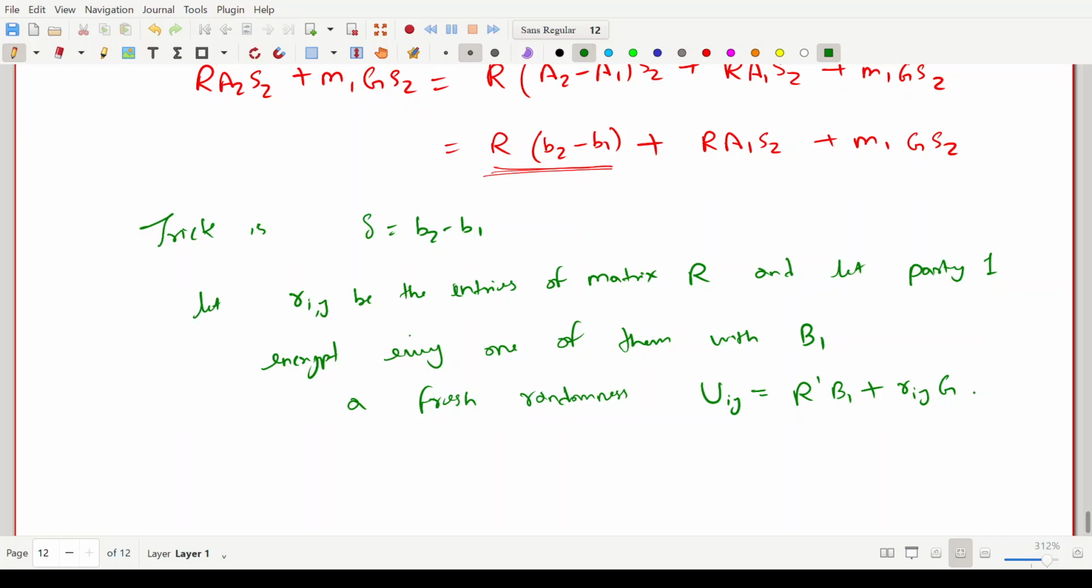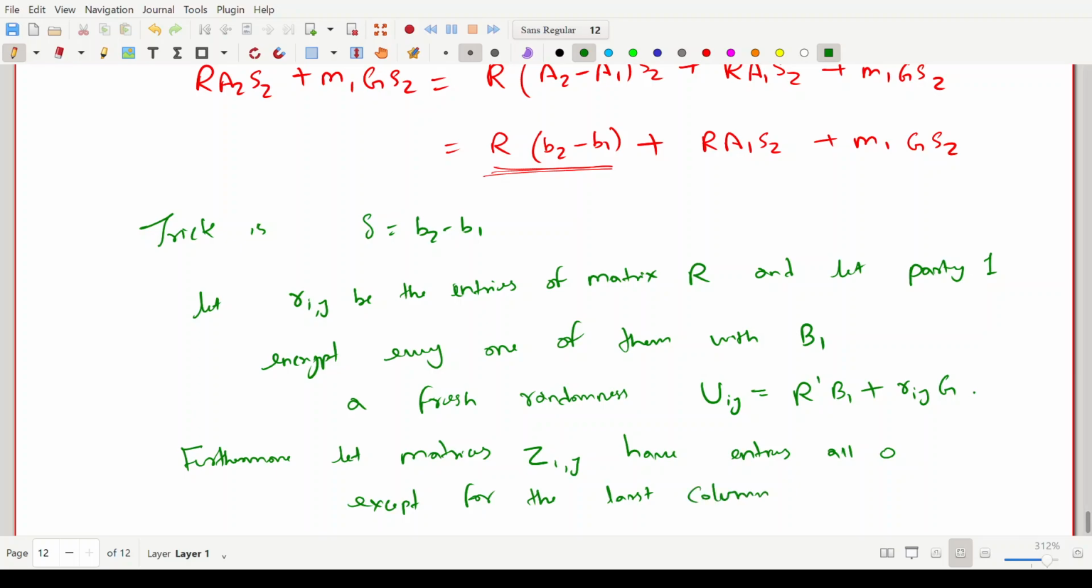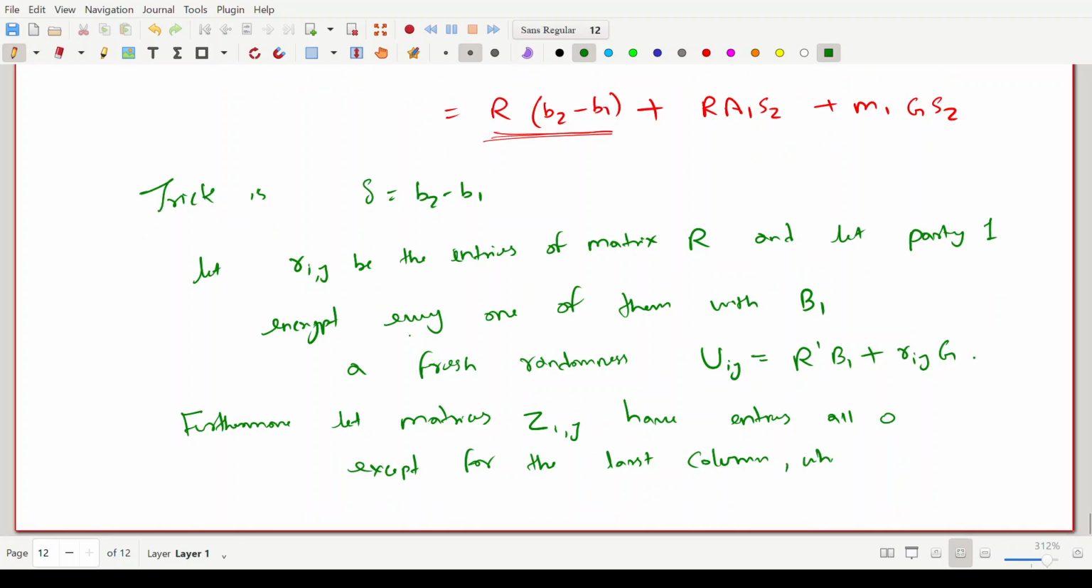Okay, and one more thing. Furthermore, let matrices Zij have entries all 0 except for the last column, which is equal to the vector delta.